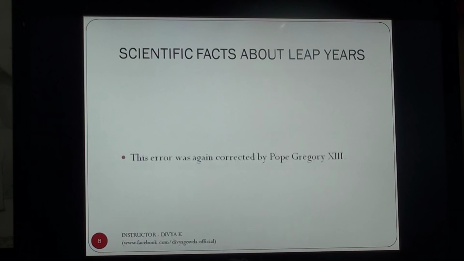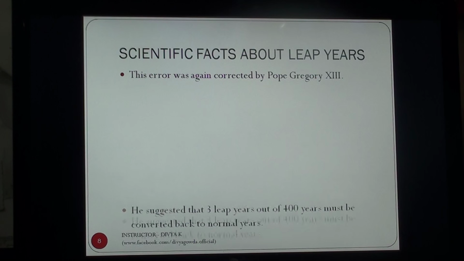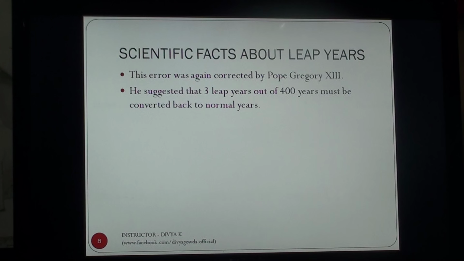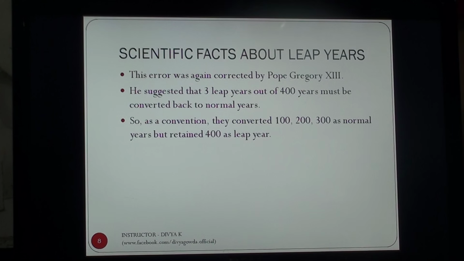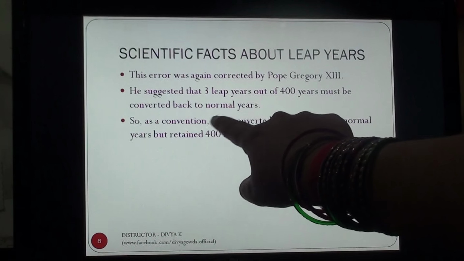Again, this error was corrected by Pope Gregory XIII. What he suggested was that 3 leap years out of 400 years must be converted back to normal years. So, as a convention, they converted the years 100, 200 and 300. They were supposed to convert 3 leap years back to normal years.